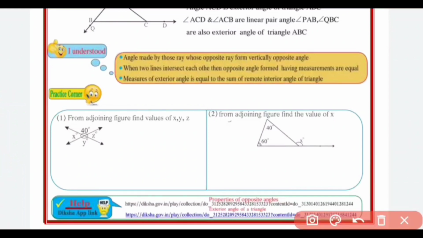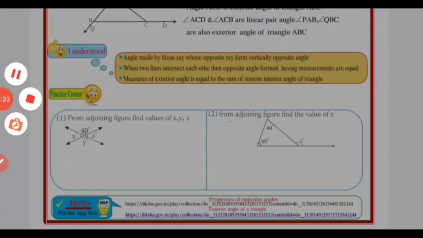Angles made by those rays whose opposite rays form vertically opposite angles. When two lines intersect each other, then the opposite angles formed have equal measurements. So vertically opposite angles have equal measurements. Then the measure of an exterior angle is equal to the sum of the remote interior angles of the triangle. These three statements you all will have to remember always to solve the sums. So let us solve the sums.